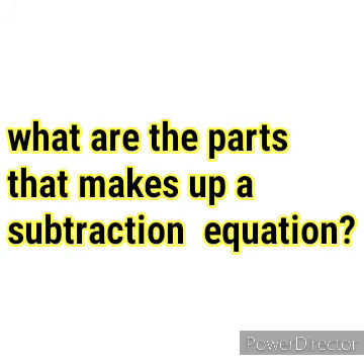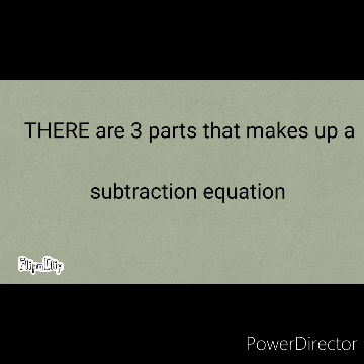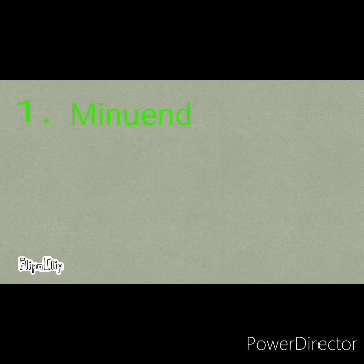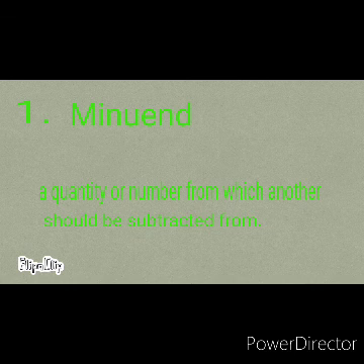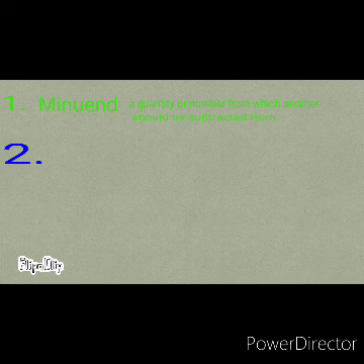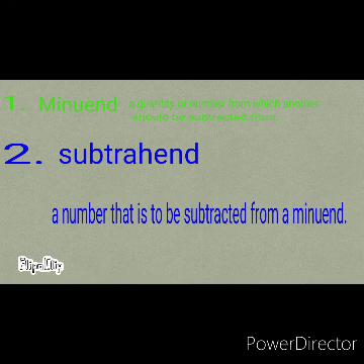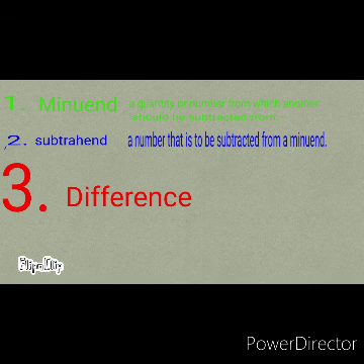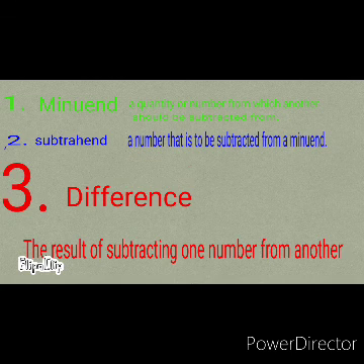What are the parts that make up a subtraction equation? There are three parts that make up a subtraction equation. First, we have the minuend, a quantity or number from which another should be subtracted. Second, we have the subtrahend, a number that is to be subtracted from the minuend. Third, we have the difference, the result of subtracting one number from another.